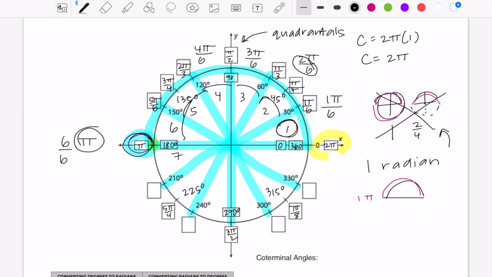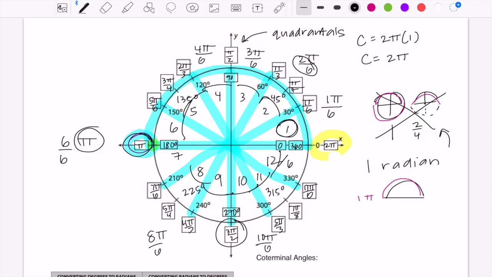Then I keep going. This is 7 pi over 6. That one's 8 pi over 6, which is 4 pi over 3. 9 pi over 6, which is 3 pi over 2. 10 pi over 6, which is 5 pi over 3. 11 pi over 6, which doesn't reduce. And then we're back with 12. So 7, 8, 9, 10, 11, 12. So again, remember it's semicircle. So the semicircle equals 1, not the entire circle. And 12 divided by 6 is 2 pi.